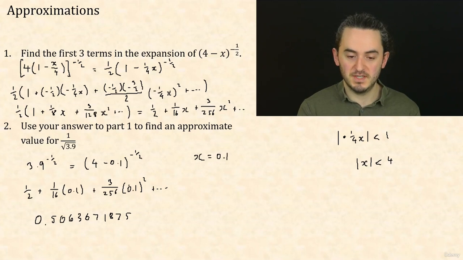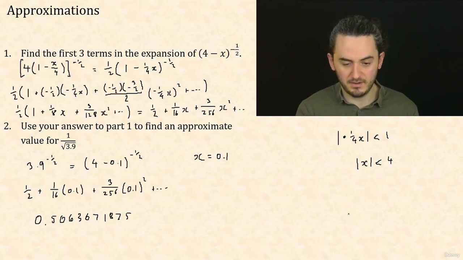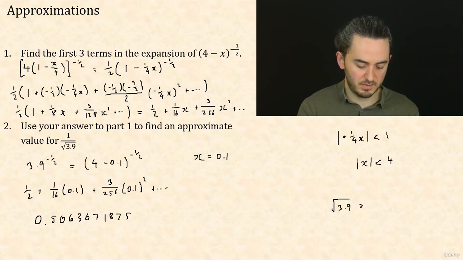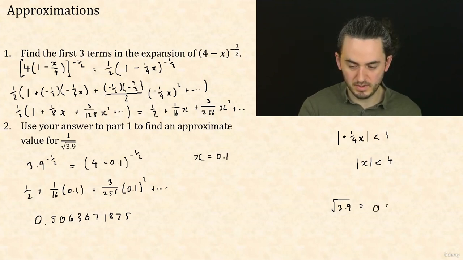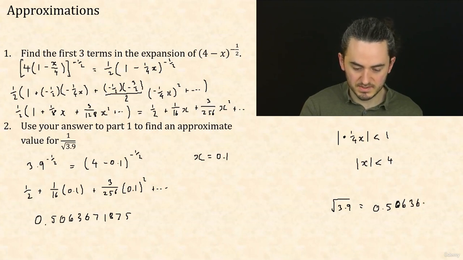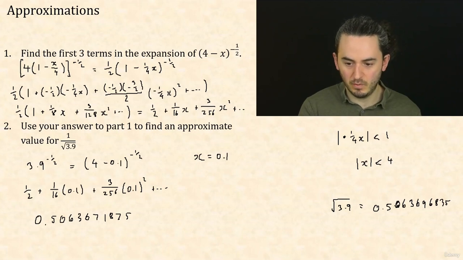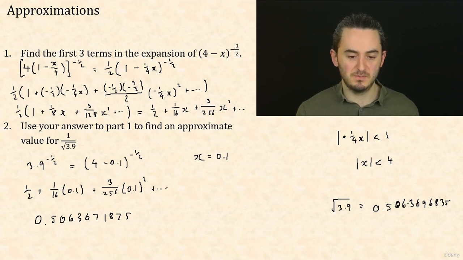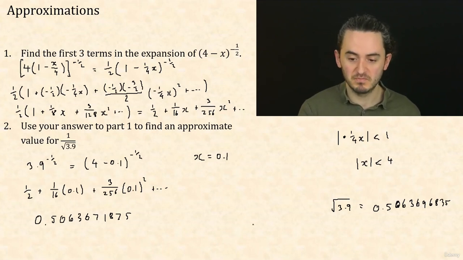So how good of an answer is that? This is just a little check that you should do. This is your final answer, by the way. But if we were just going to check, what is the exact answer? Well, if I just key this into my calculator, I get 0.5063696835. Okay, that is good for 1, 2, 3, 4, 5 decimal places. So really quite good.